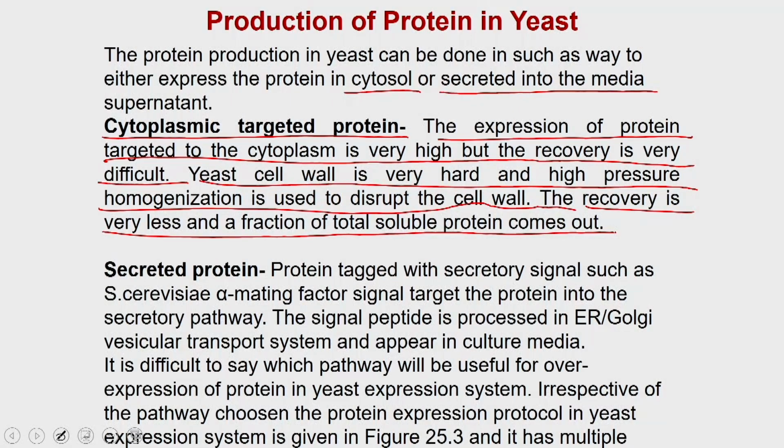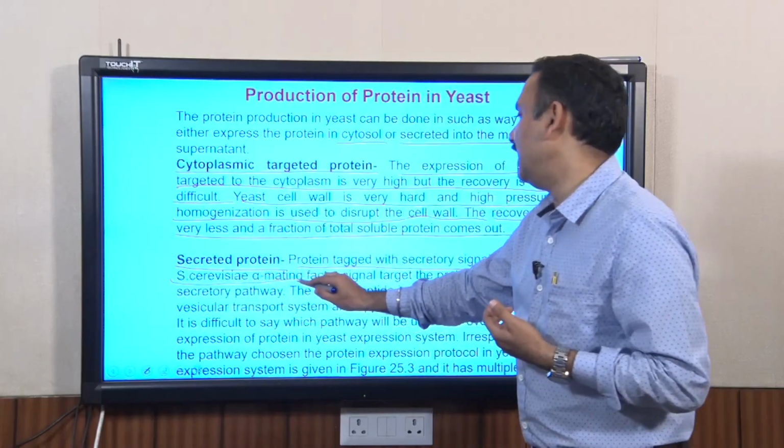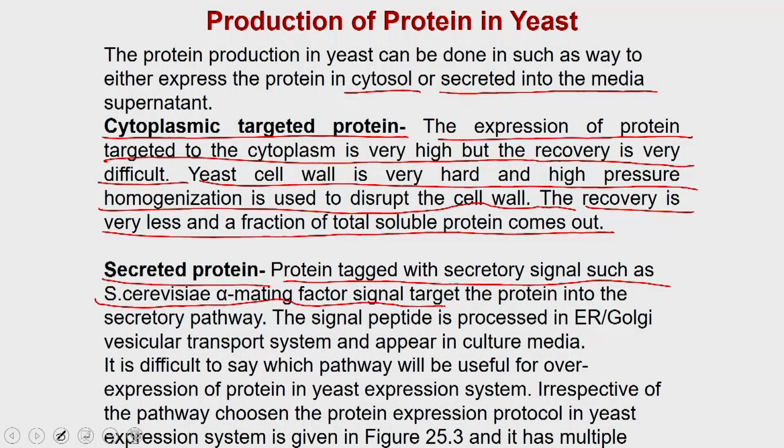Now, if you tag the protein with a secretory signal such as the S. cerevisiae alpha mating factor, that will promote the secretion of the protein into the secretory pathway, and the signal peptide is processed in the vesicular transport system and the protein appears in the culture media.